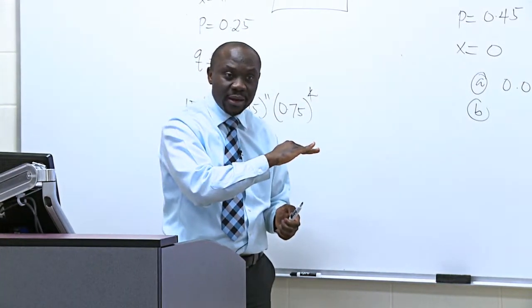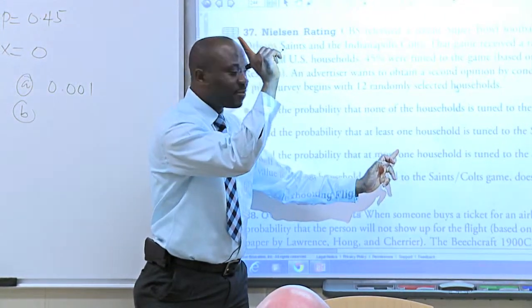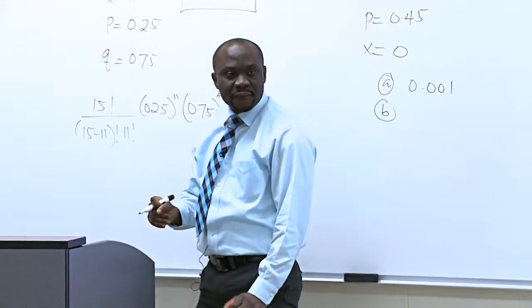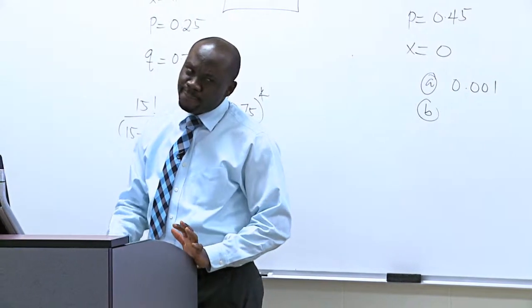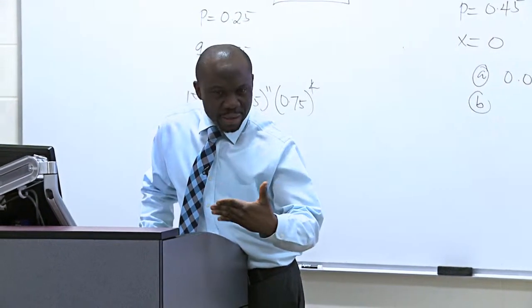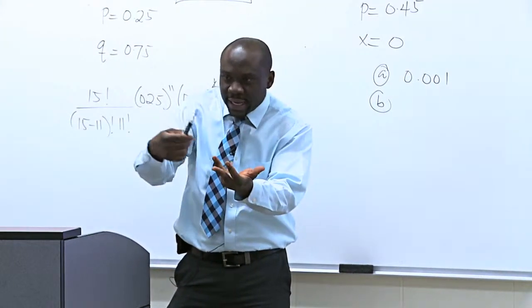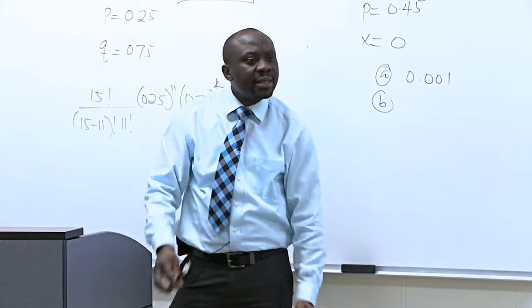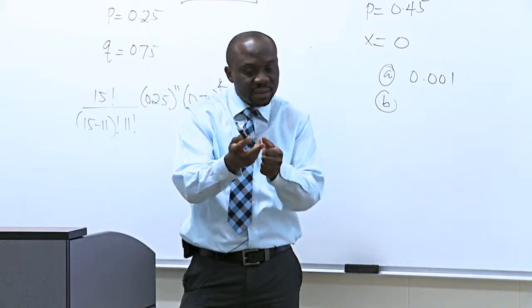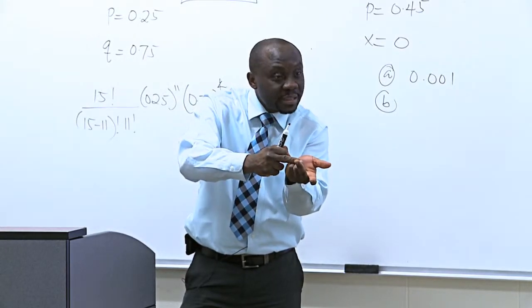Can we go to the second one? Let's look at that. Find the probability that at least one household is tuned to the game. What is the meaning of that? Between 0 and 1. At least one, one or more. So what's the meaning of one or more? So 1, 2, 3, 4, 5, 6, 7. Excellent. So we're looking at 1 or 2 or 3 or 4 or 5 or 6 or 7 or 8 or 9 or 10, 11, 12. That's the meaning of at least.